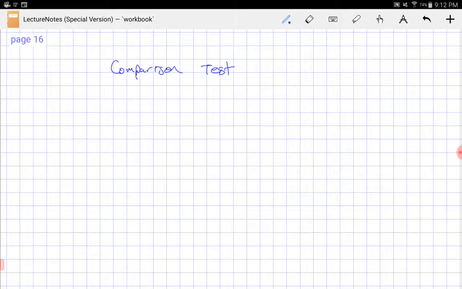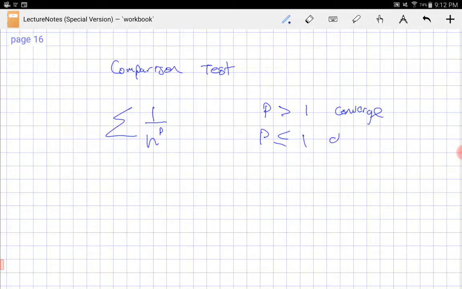So in this video, we're going to talk about the comparison test. I don't remember if I mentioned that most of the time we want to compare whatever series we have to a series that we know will converge or diverge, which makes the series 1 over n to the p highly useful because we know exactly when this will converge. This will converge for p greater than 1, and this will diverge for p less than 1.